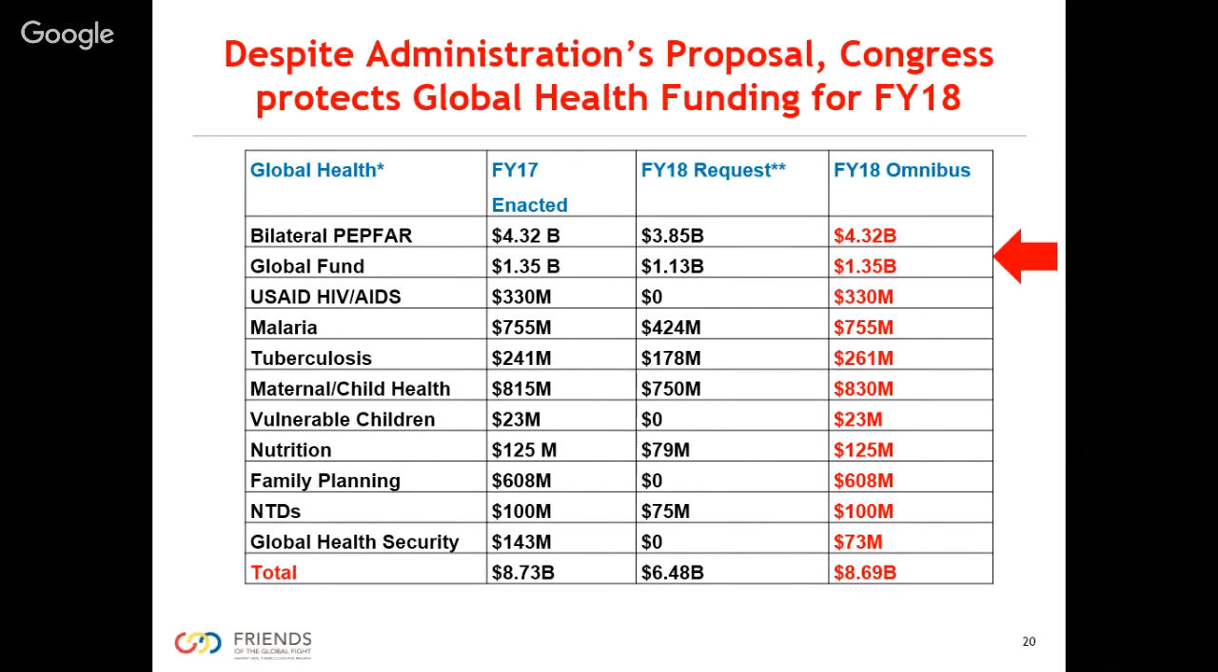Notably, the bill rejects the administration's original proposal to eliminate funding for family planning. It also holds funding for PEPFAR and the Global Fund flat at $4.3 billion and $1.35 billion, respectively. And it provides $290 million for Gavi, the Vaccine Alliance, which is a $15 million increase. So as you can again see, Congress protected the global health funding in the FY18 omnibus, despite the president's proposal of deep cuts to global health.